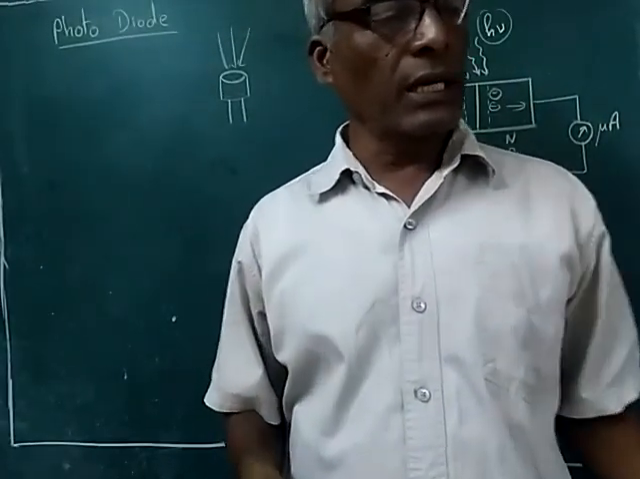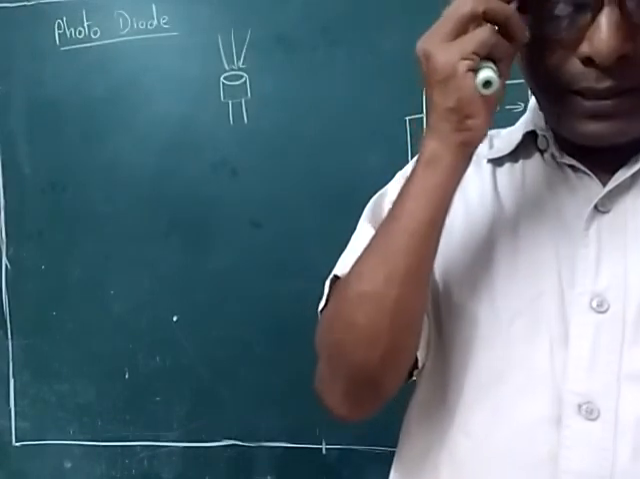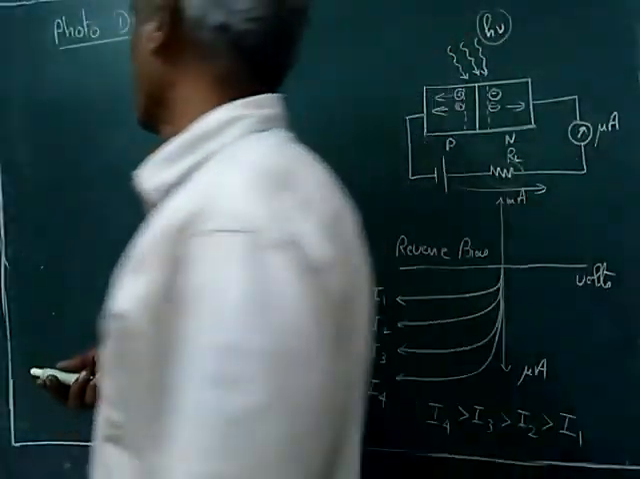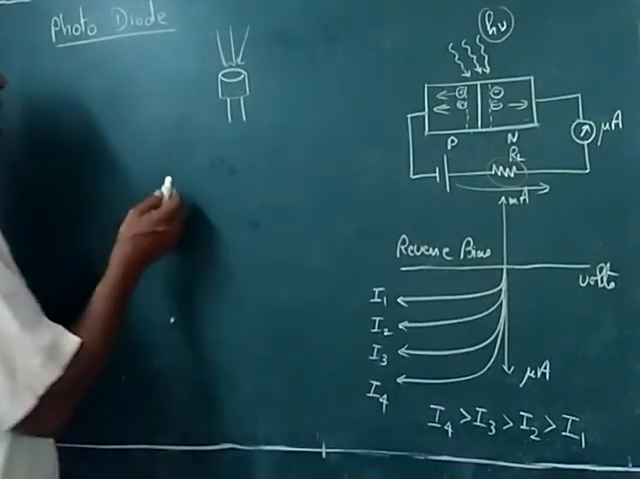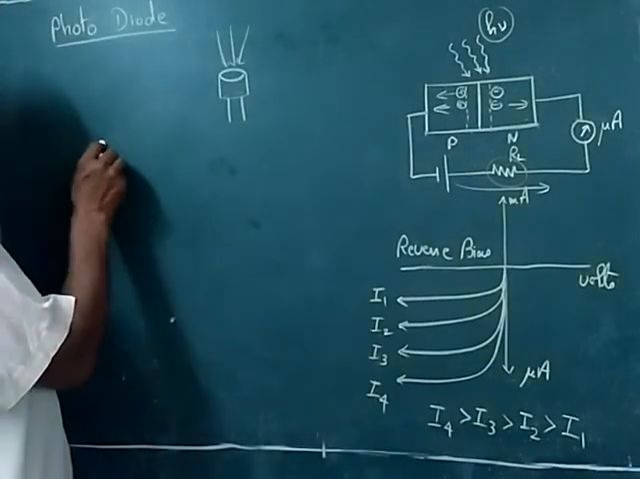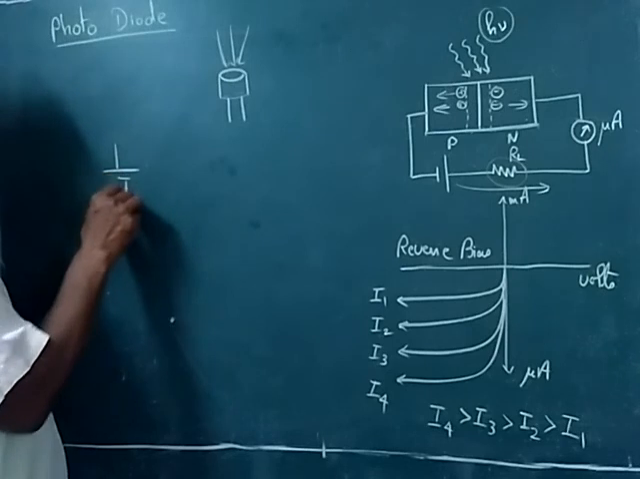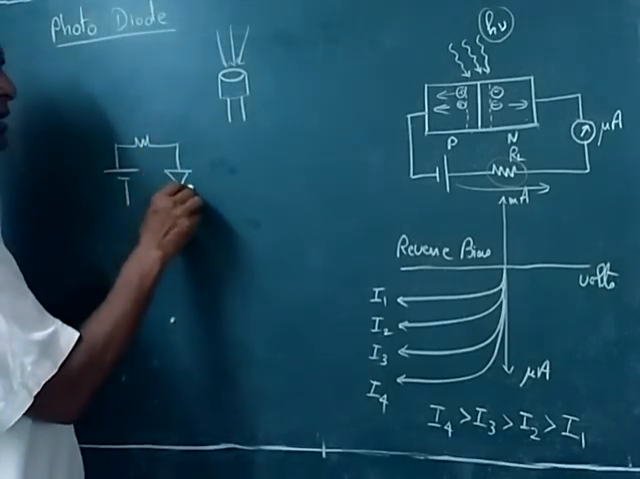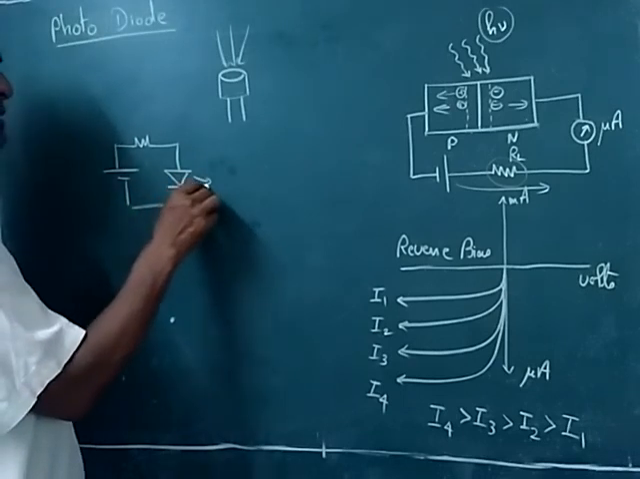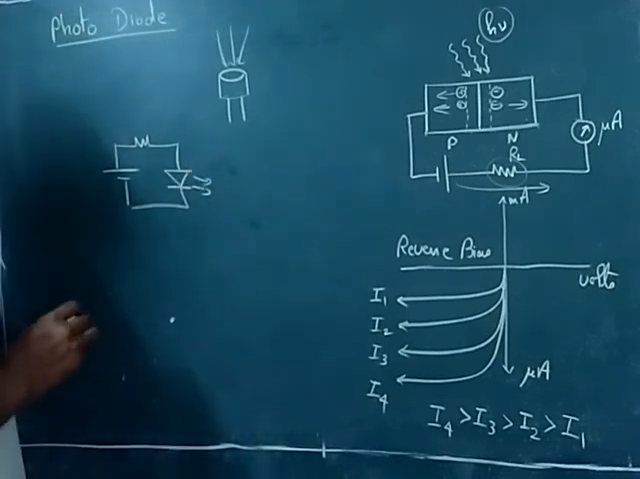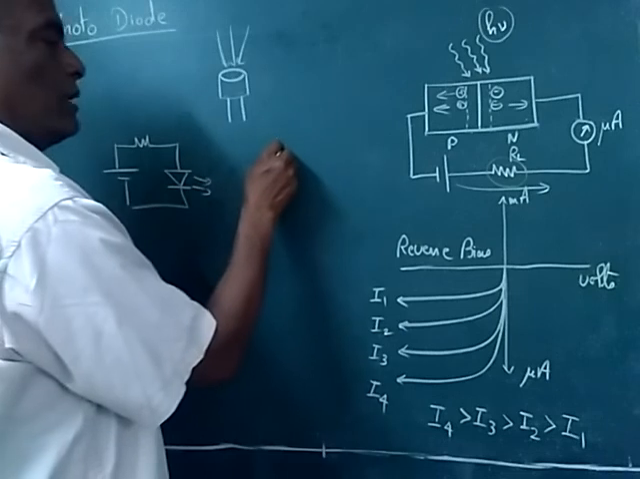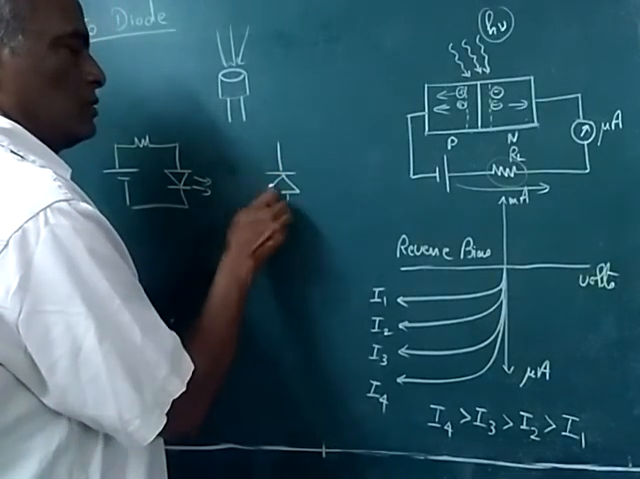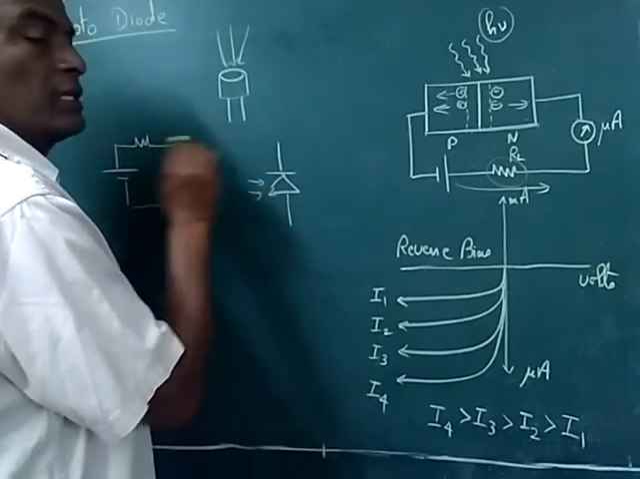So we will see the practical way of how to use the photodiode. Basically, you can have an LED. This is the LED, it starts emitting light, and at the other end you will be having a photodiode. This will start receiving the light.